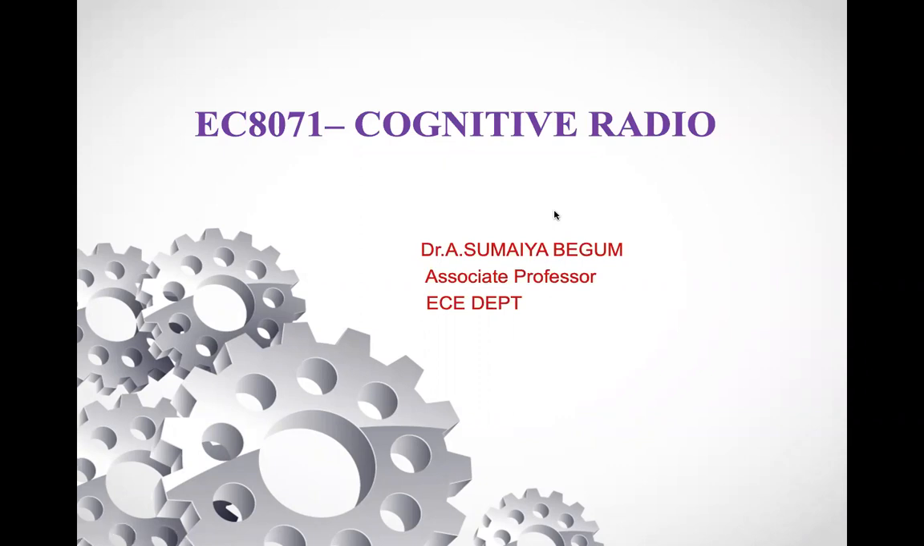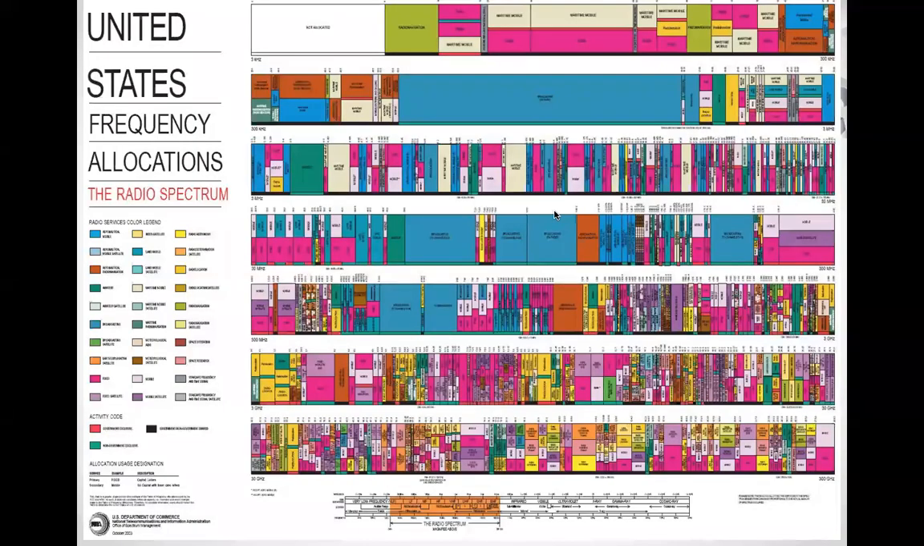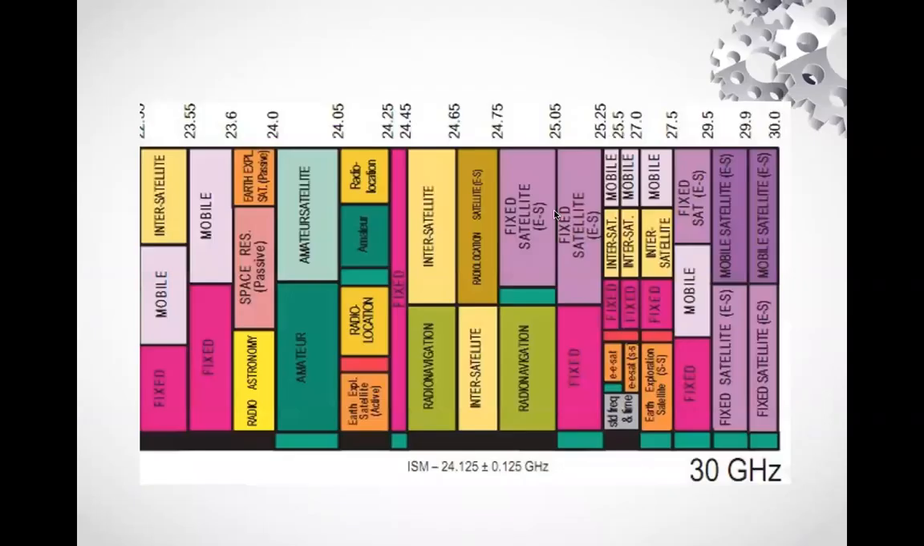Today we're going to discuss cognitive radio. Under cognitive radio, we're going to see the topic called licensed and unlicensed frequencies. This is a picture which shows the frequency allocations of the radio spectrum in the United States. We can see that different frequencies are allocated to different services.